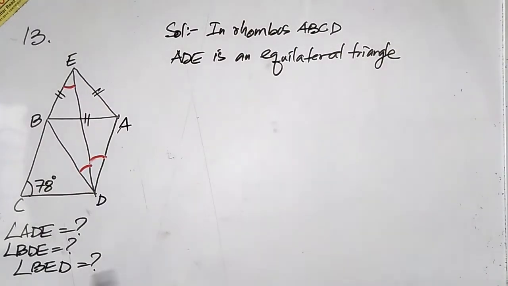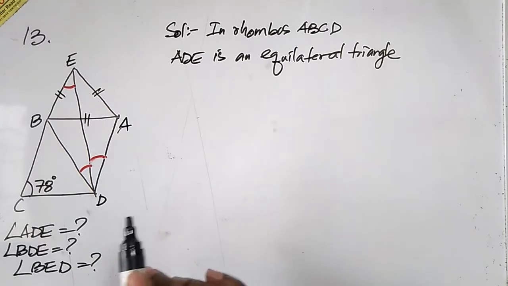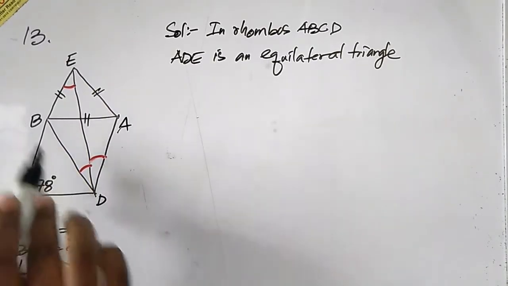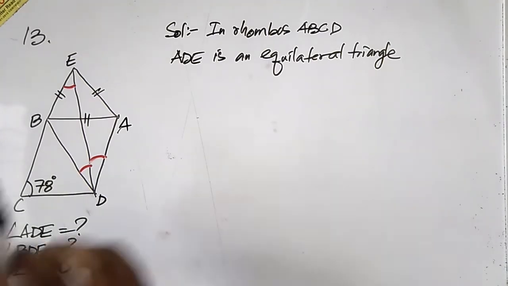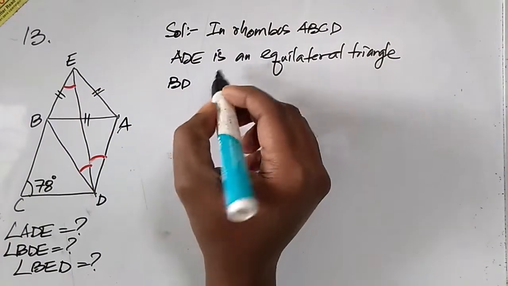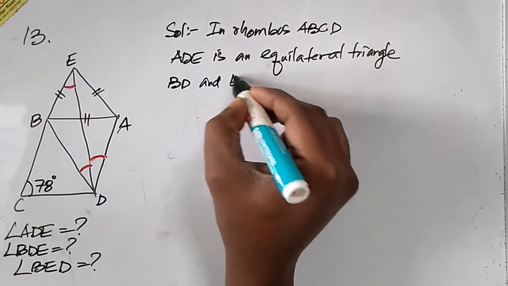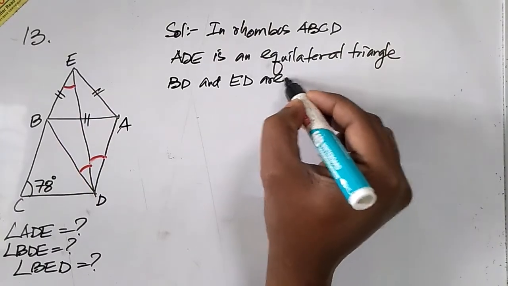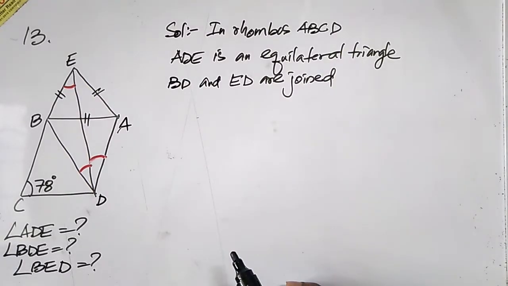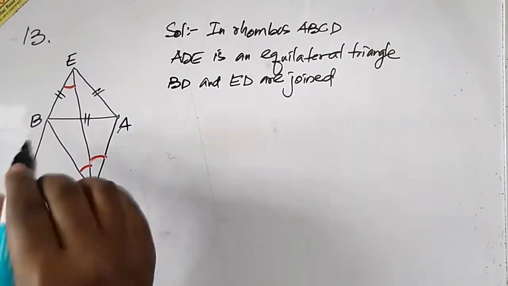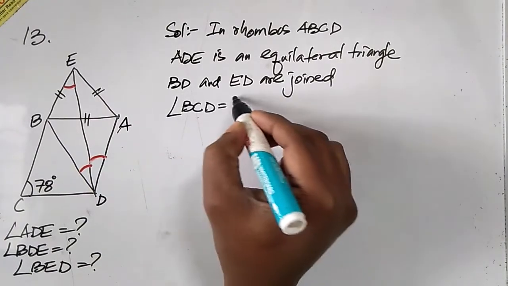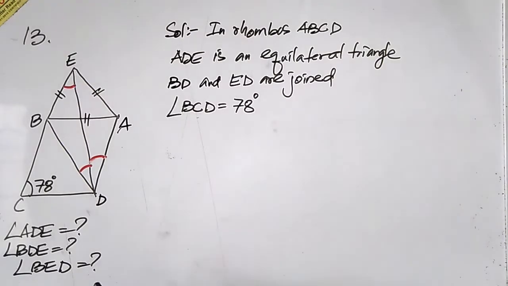You know that in an equilateral triangle, all the sides are the same and each angle is 60 degrees. What else do we see in this diagram? BD is joined, right? BD and ED are joined. So we can write here that BD and ED are joined. There is one more thing that is mentioned here, that is angle BCD is equal to 78 degrees.